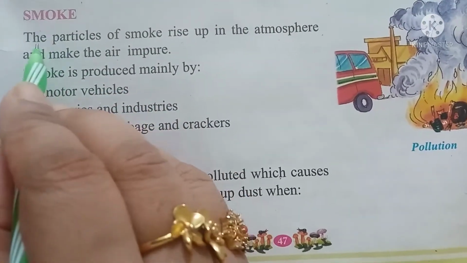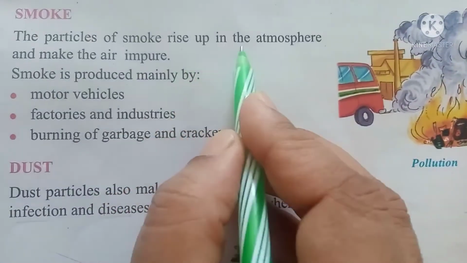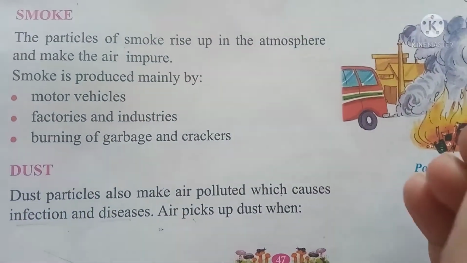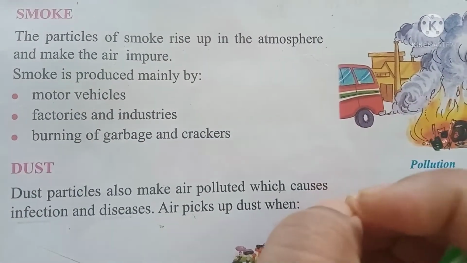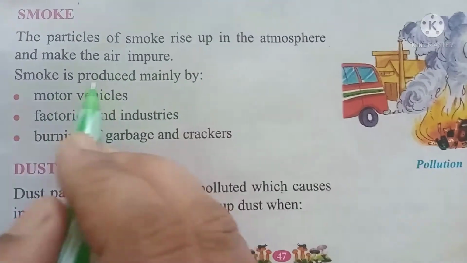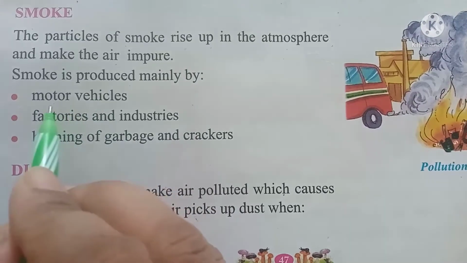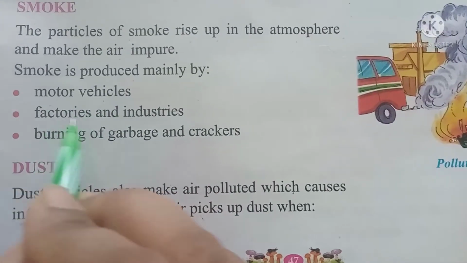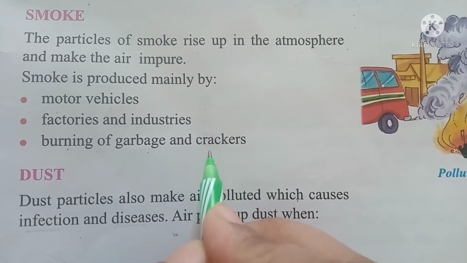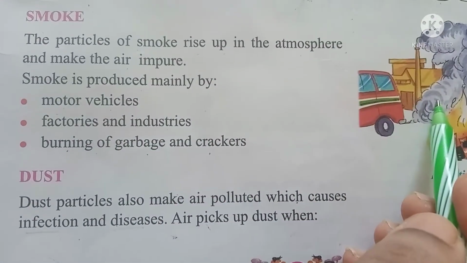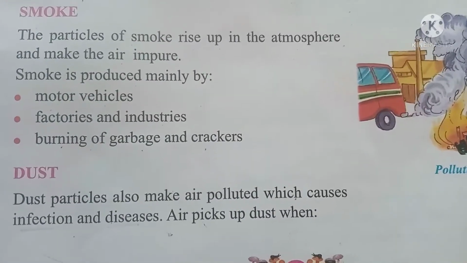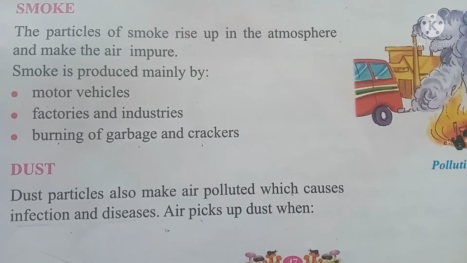Smoke. The particles of smoke rise up in the atmosphere, mix with the air and pollute the air. Now how is smoke produced? Mainly through motor vehicles, factories and industries, burning of garbage and crackers.